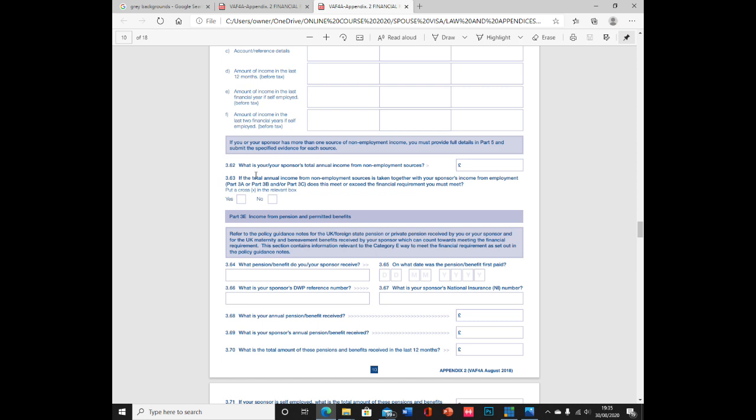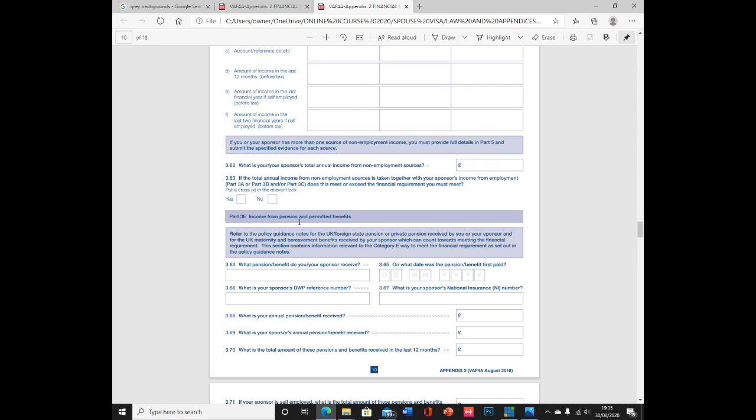So the next one is, what is your sponsor's total income from non-employment sources? For example, if you have more than one property, you will be receiving some income from property 1, some income from property 2, some income from residential property, commercial property, any other properties which may be in your name or in your sponsor's name. Tell them the total income.